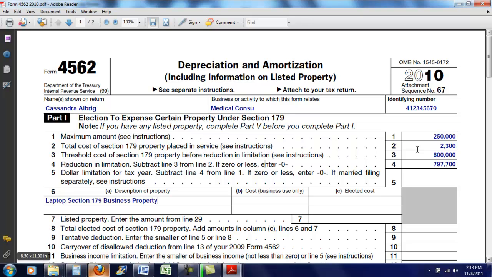So I'm going to put her laptop, and we're going to say she's using this based on the problem 100% at work, and she's electing to 179 the entire amount. So we're going to add these all together. We have 2,300. Sorry, made a little typo here. So we have 2,300.